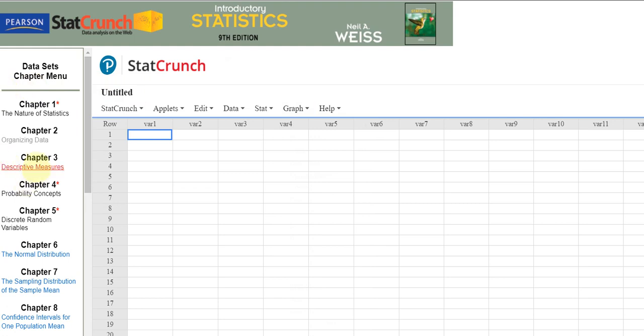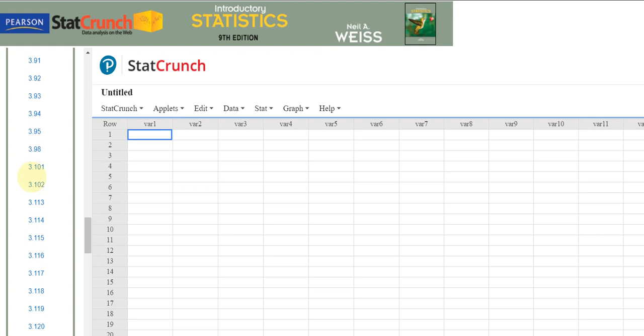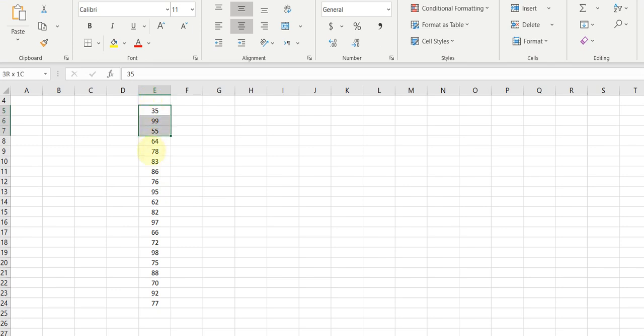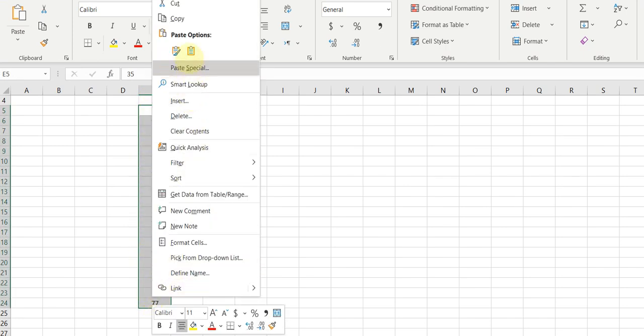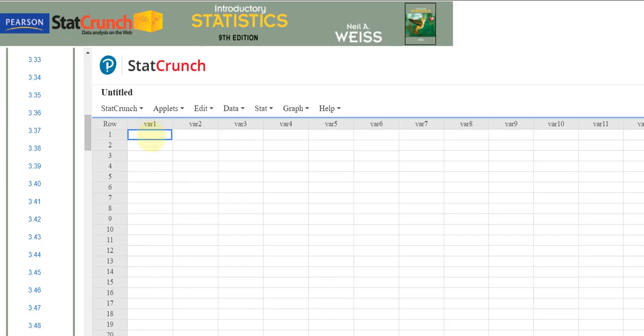So we're in chapter 3, and if I click on chapter 3 data sets on the left side, you can see all of these exercises are in your book, and they have some kind of data associated with them. Lots and lots of these, so you don't have to type the numbers in. But the one that I actually did, let me do mine. I went ahead and typed those in Excel. These are the exam scores that I did, and I'm going to copy those, and then I'm going to go to StatCrunch and paste them.